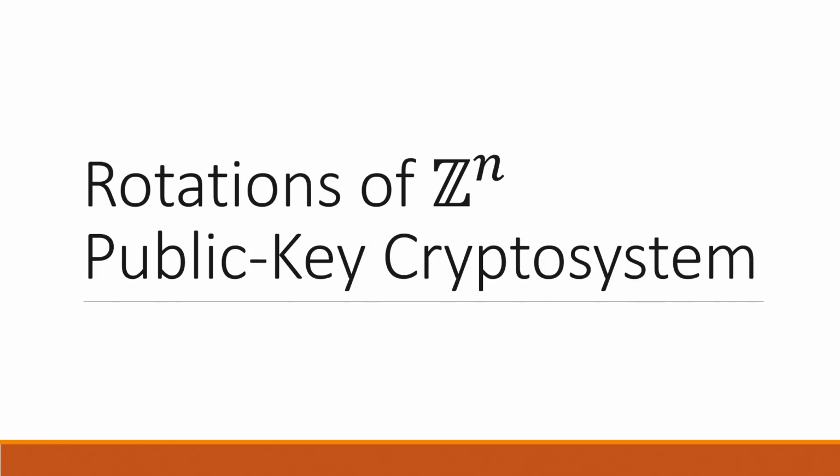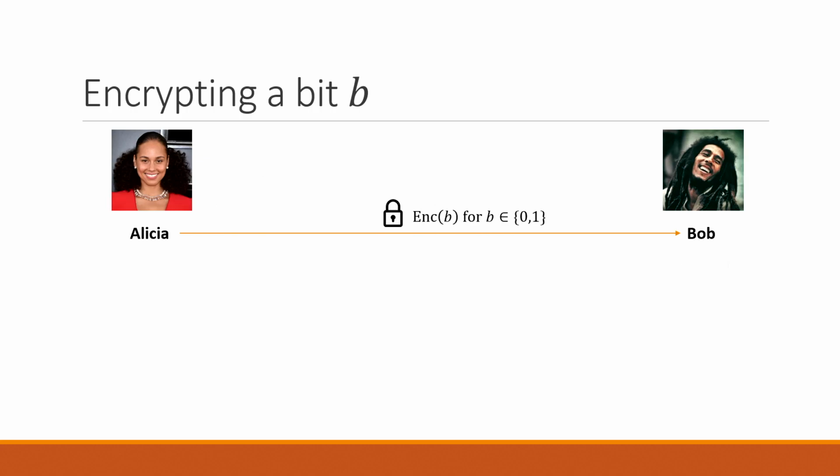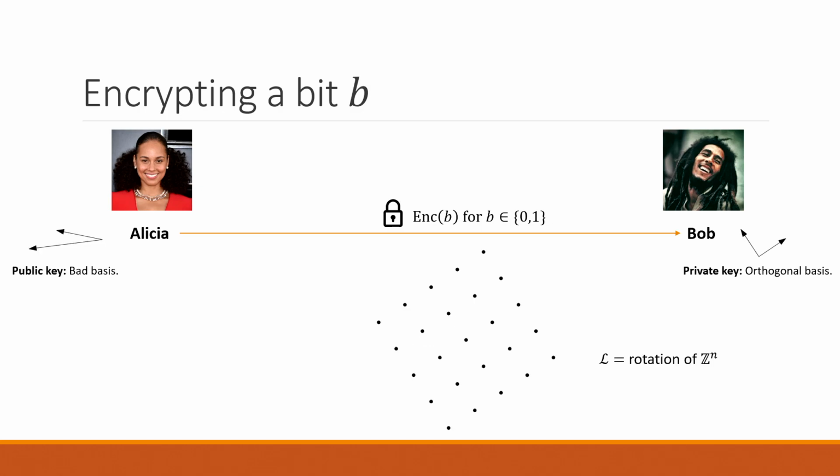So I'll mention our cryptosystem briefly. For our cryptosystem, we're just going to imagine that Alice wants to send Bob 1 bit. So we're just going to see how to encrypt 1 bit. Here we're going to be working on a lattice L, which is a rotation of Zn. Alice's public key is going to be a bad basis of L, and Bob's private key is going to be an orthogonal basis, a good basis of L.